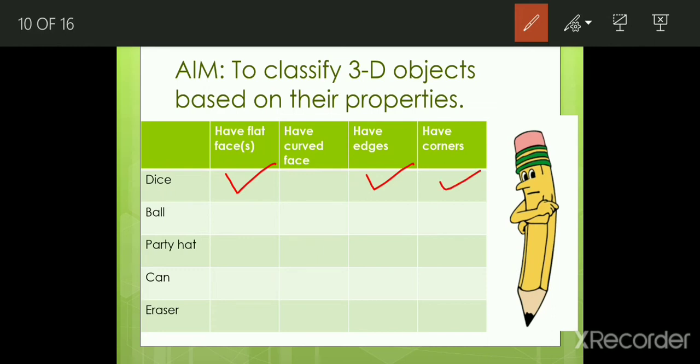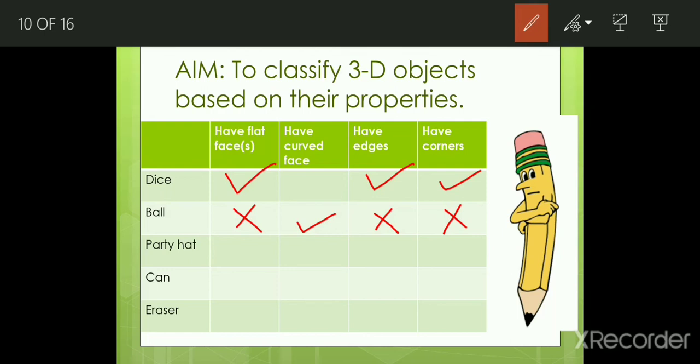Dice is a cube in shape, and it has six faces, 12 edges, and 8 corners. So yes, we have corners in a dice also. So coming to the next example, a ball. Now ball is spherical in shape. So we know that in any spherical shape, we just have one curved face, right? And we don't have any flat face, we don't have edges, and we don't have corners.